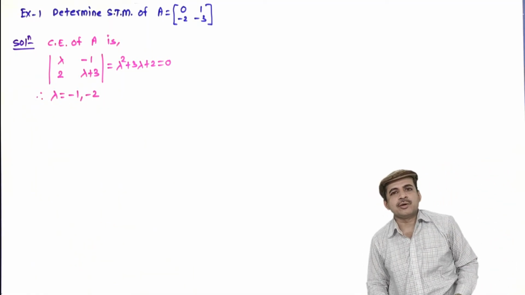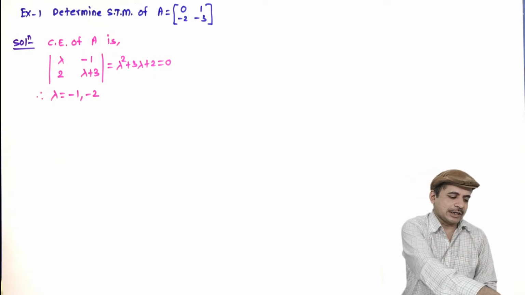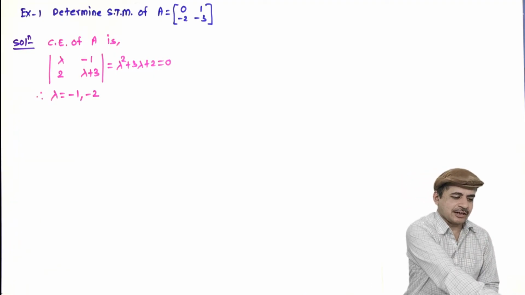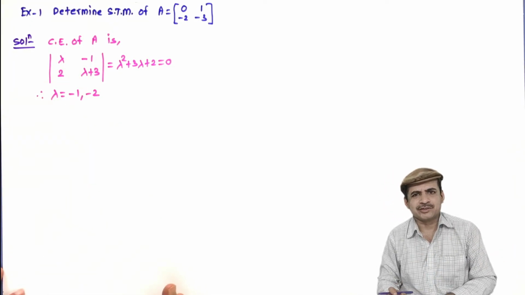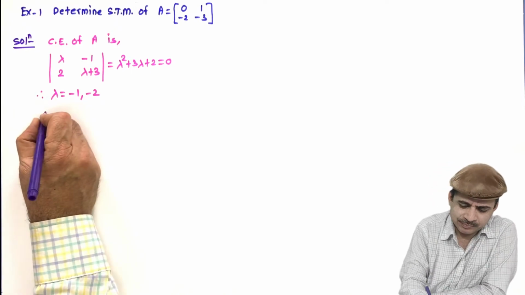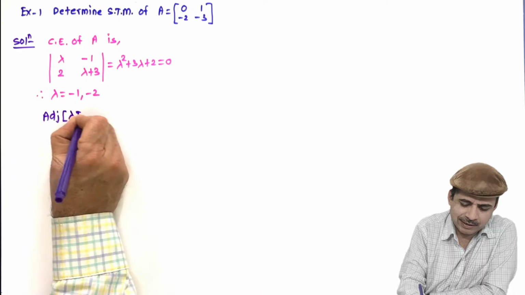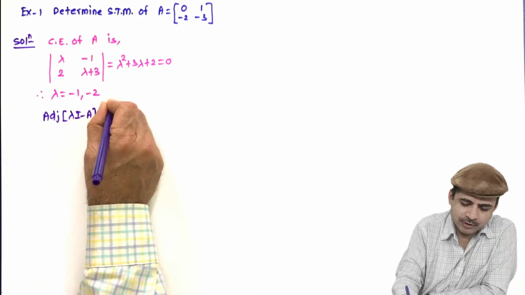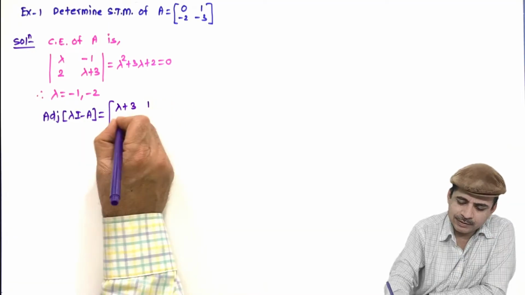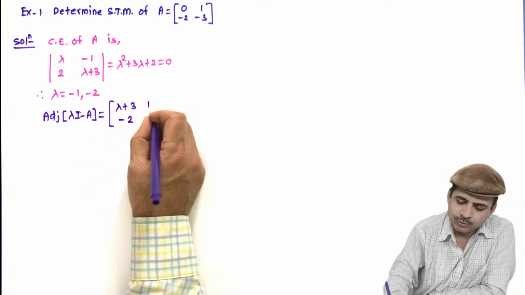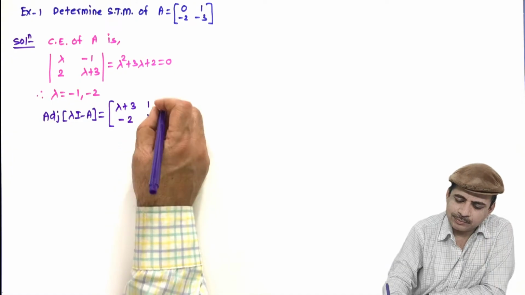Now we have to find out the modal matrix, that is step number 2. For finding the modal matrix, we have to find the eigenvectors. As discussed earlier, it is a case of distinct roots and a 2 by 2 matrix, so let us go by the adjoint method. The adjoint of lambda I minus A is [lambda plus 3, 1; minus 2, lambda].